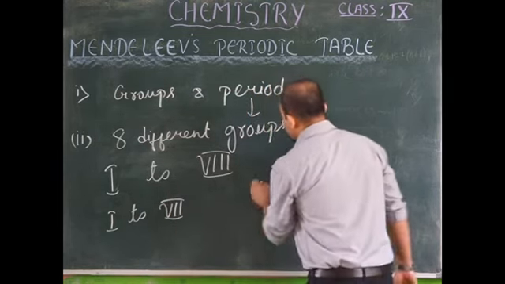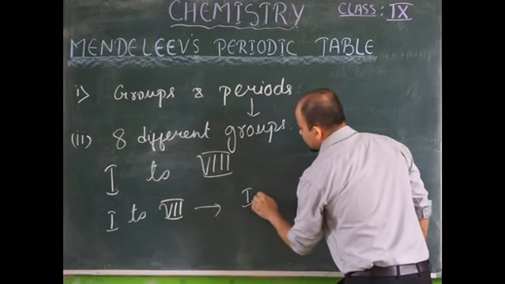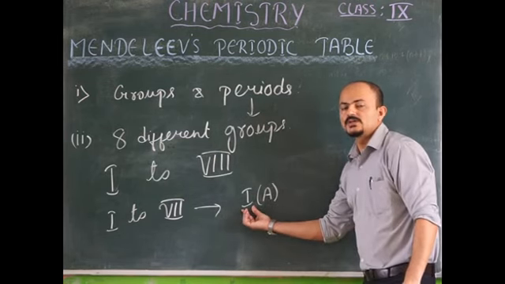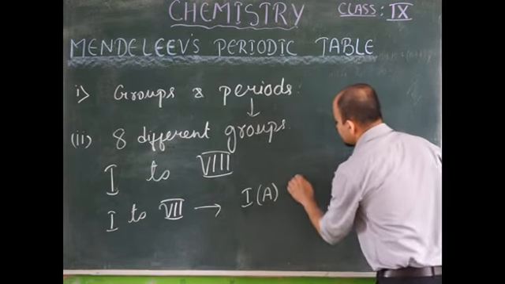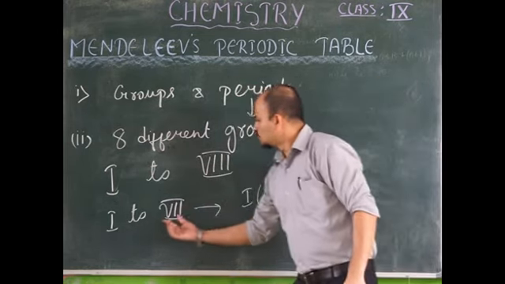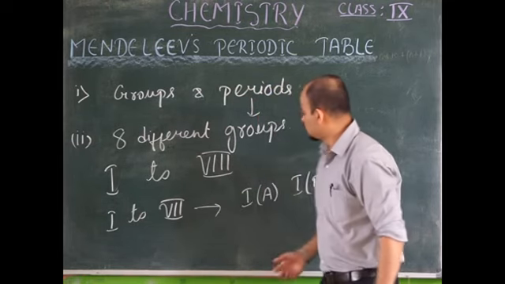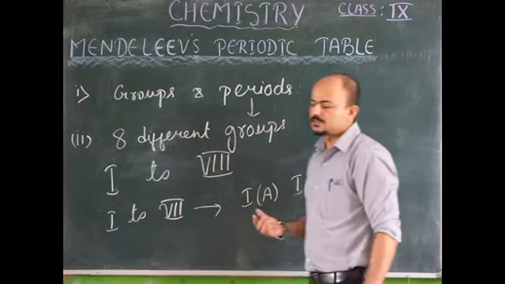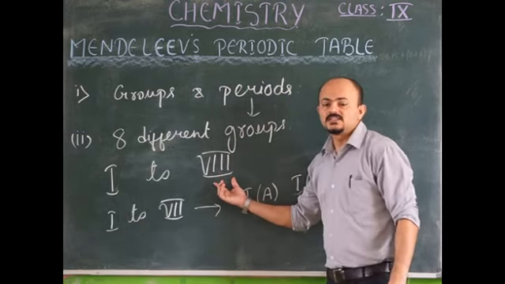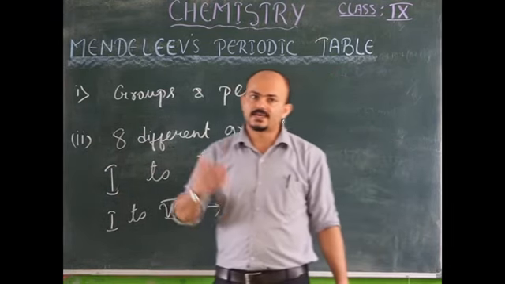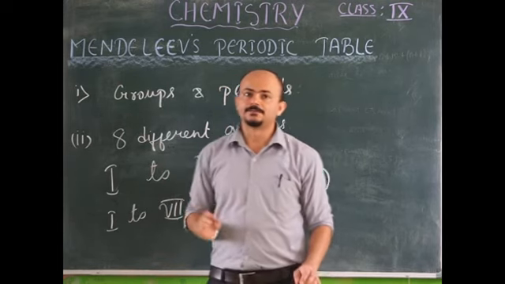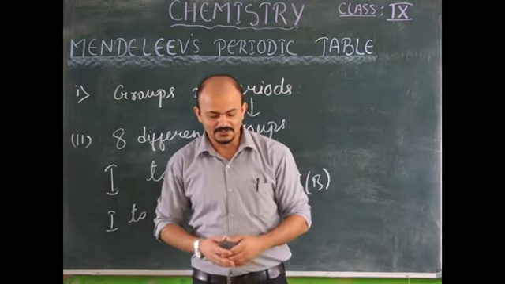Now groups 1 to 7 are further subdivided into subgroups. That means group 1 will be divided into 2 subgroups, that's 1A and 1B. Similarly, groups 1 to 7 will be subdivided into A and B subgroups. And one more thing you have to remember is group 8. It doesn't contain any subgroup. It has only one group. Now, during Mendeleev's time, inert gases were not discovered.